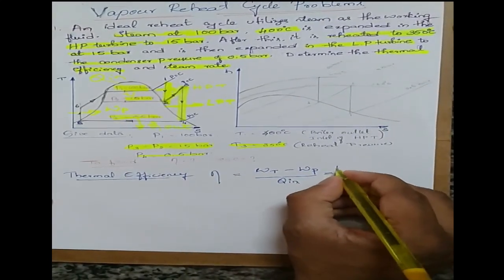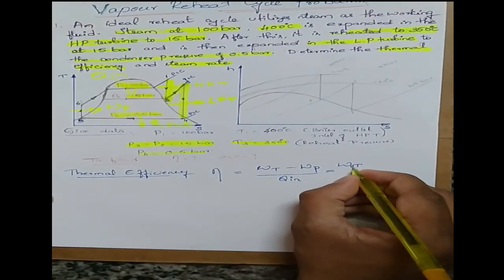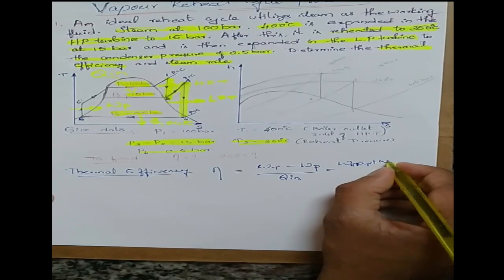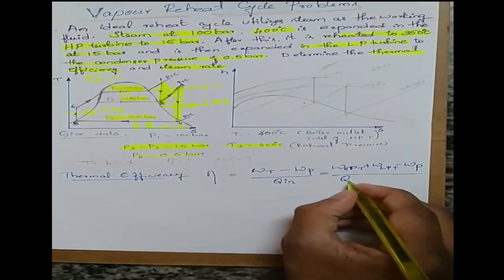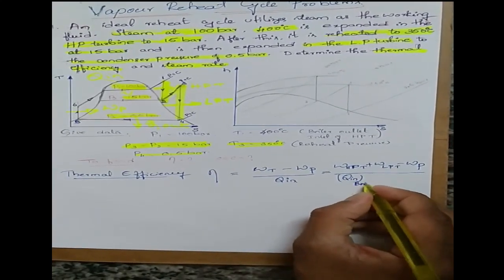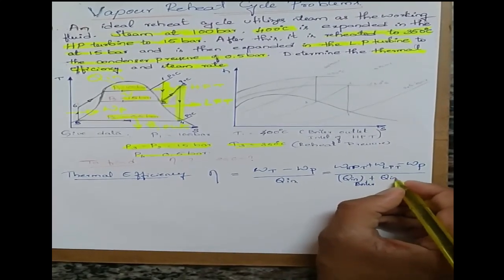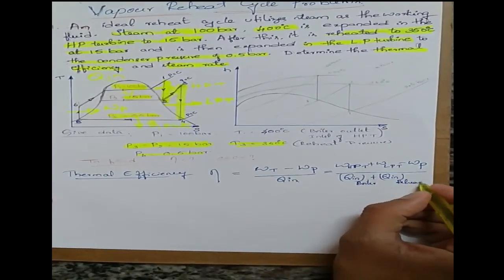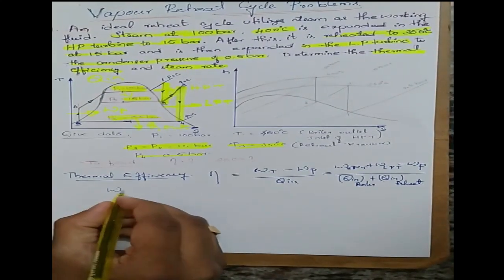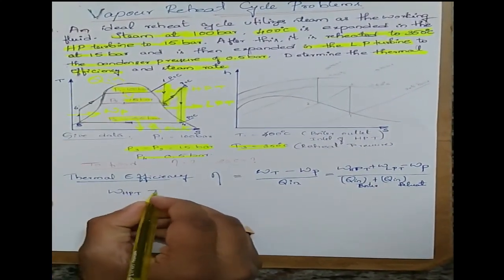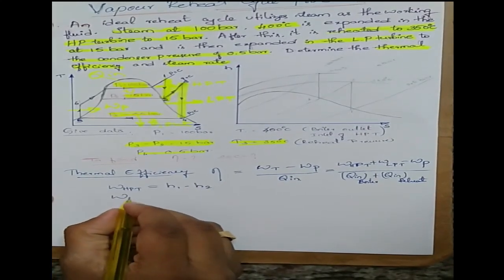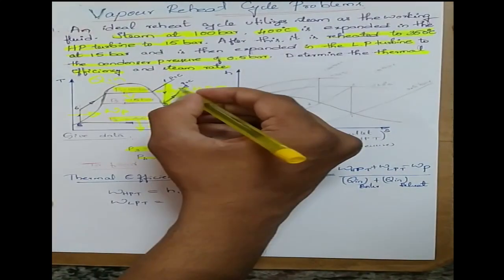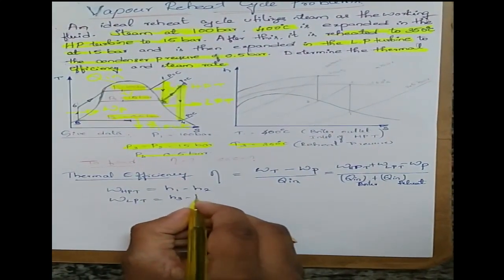So again you can write the work done by the high pressure turbine plus work done by the low pressure turbine, minus work done by pump, divided by Q in boiler plus Q in reheat. So we'll see what the work done by the high pressure turbine is. This is 1 and 2, so we can take it as H1 minus H2. Next, work done by the low pressure turbine is H3 minus H4.